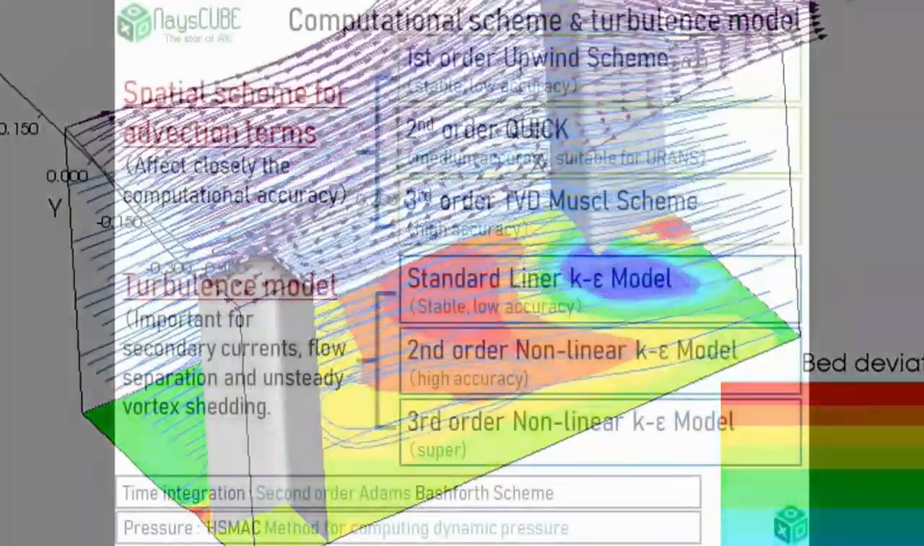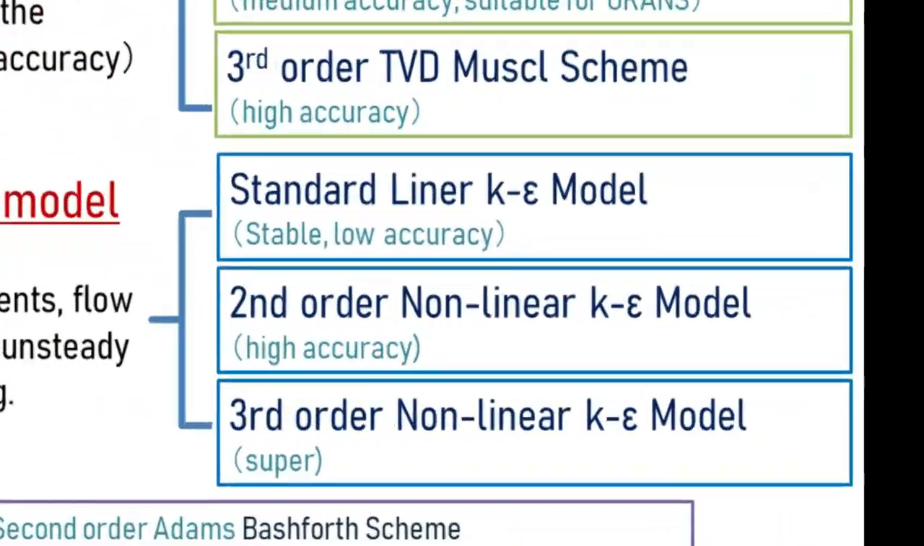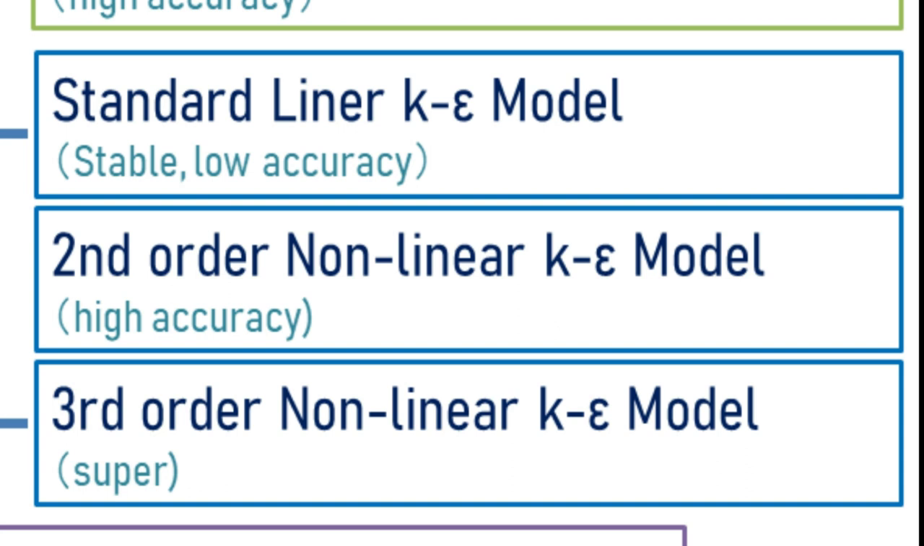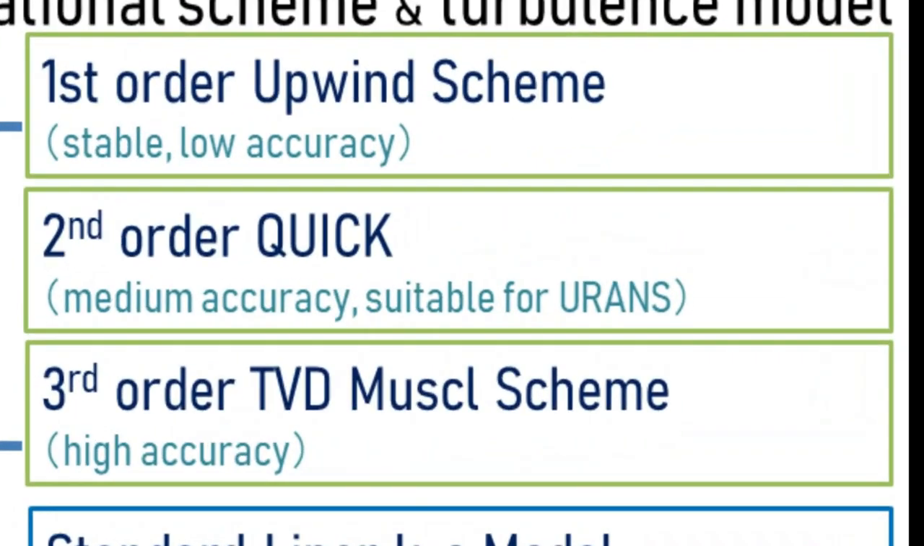The turbulence model is the heart of the 3D model. A RANS-type model is adopted for this. You can choose from linear, second-order nonlinear, and third-order nonlinear K-epsilon models. The scheme of the advection terms, which greatly affects the calculation accuracy, can be selected from 3 types: first-order upwind scheme, QUICK scheme, and third-order TVD MUSCL scheme.